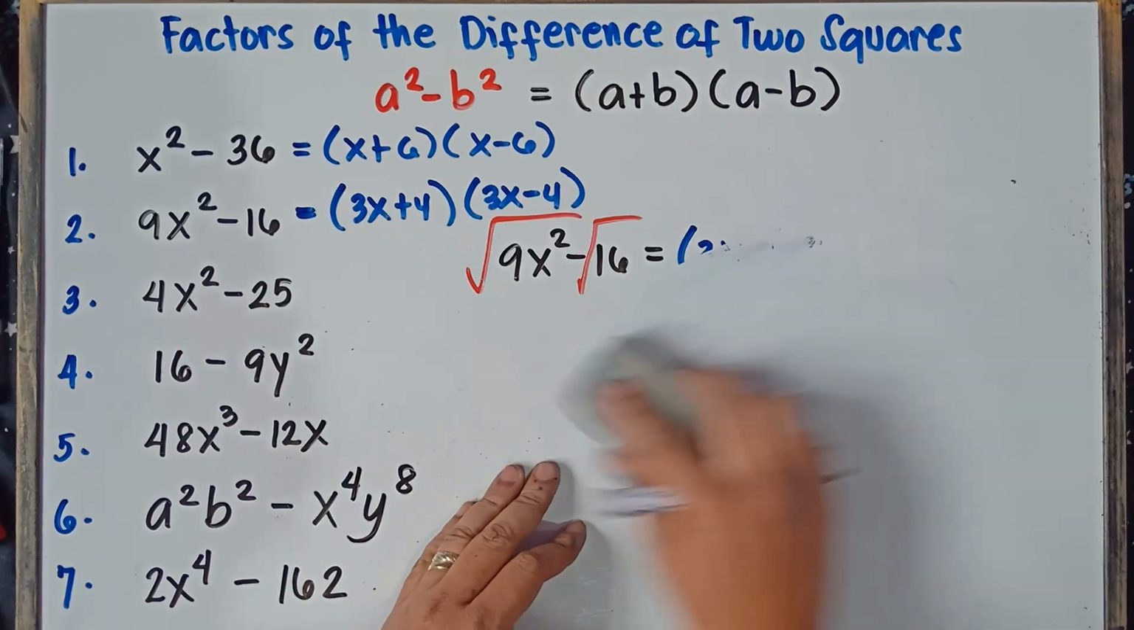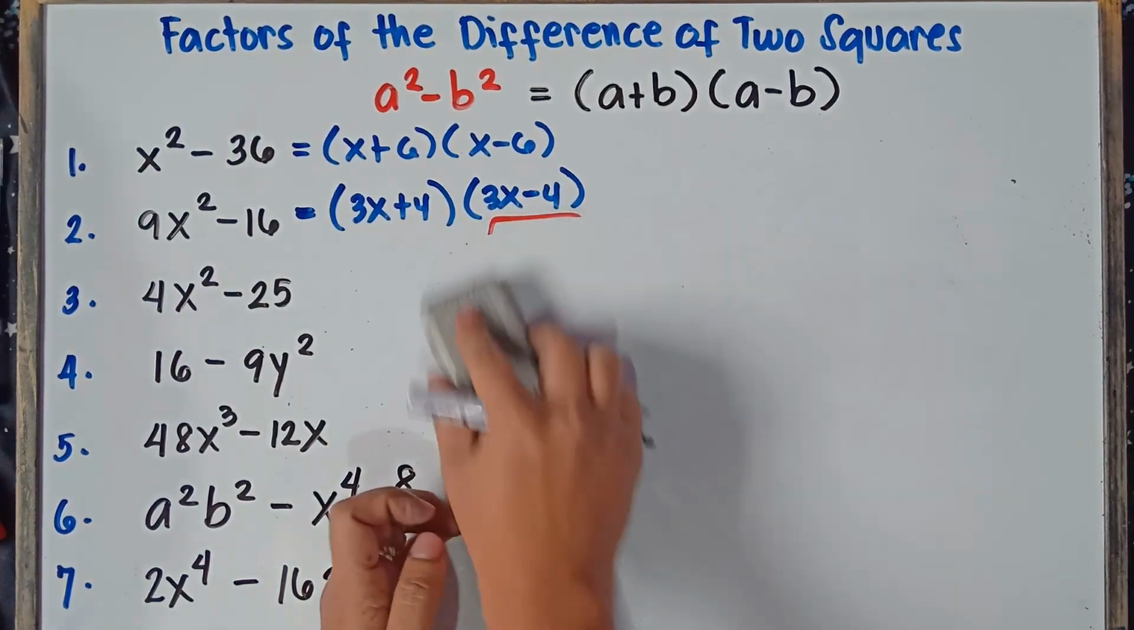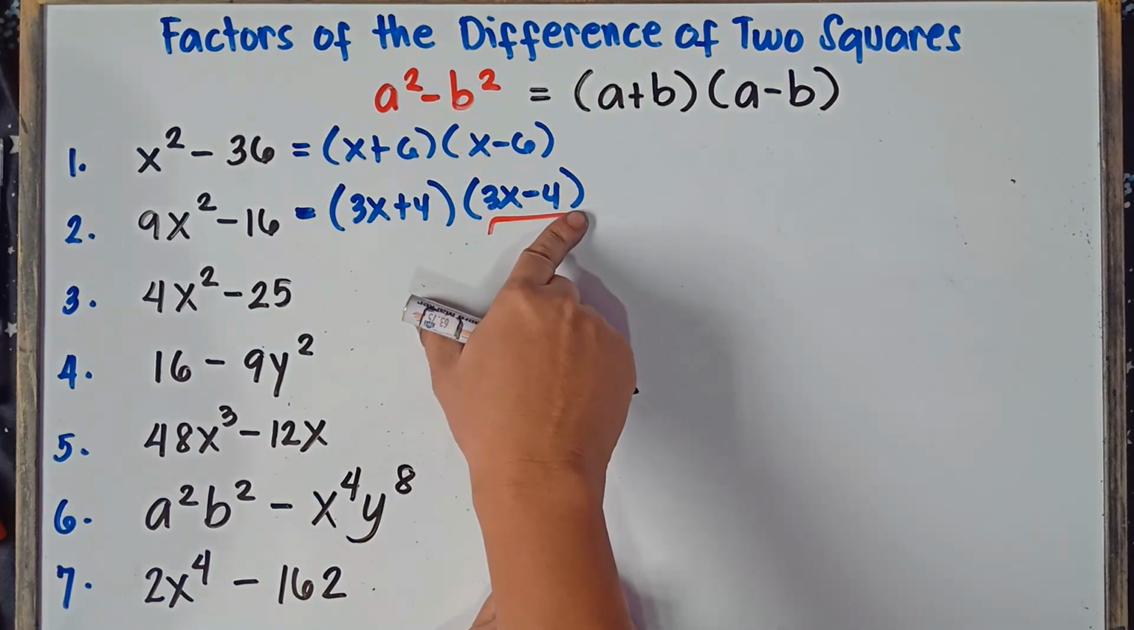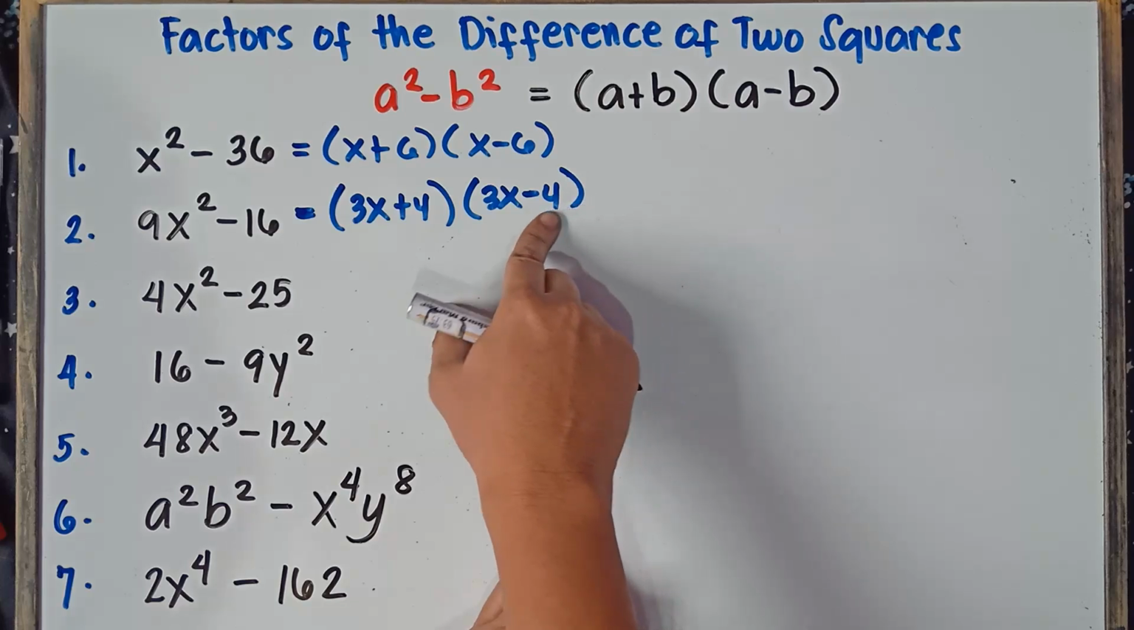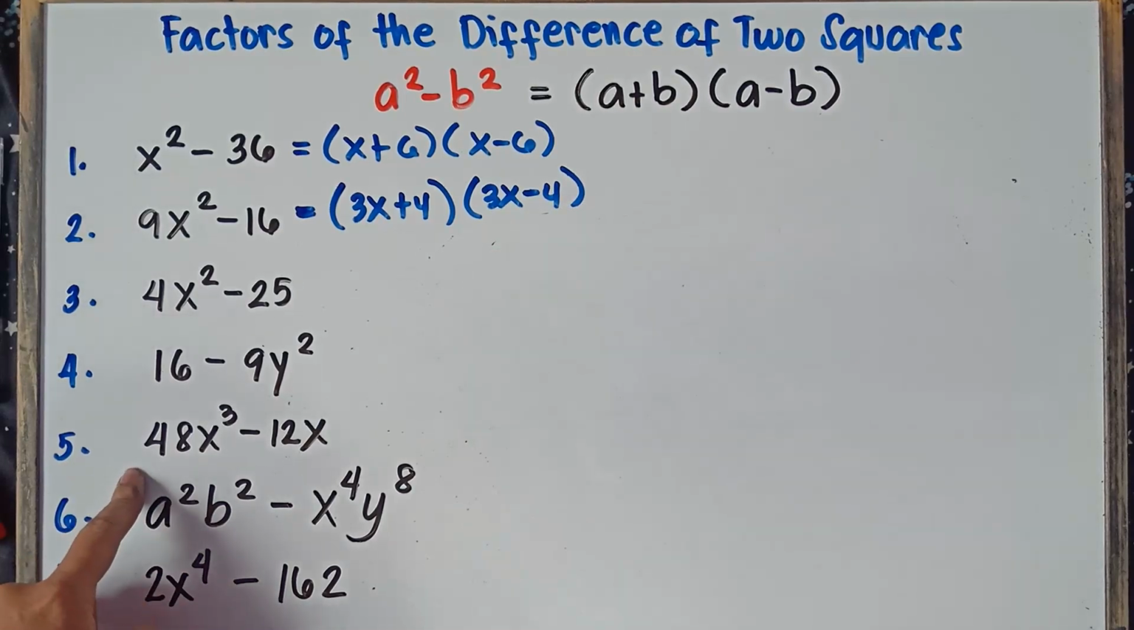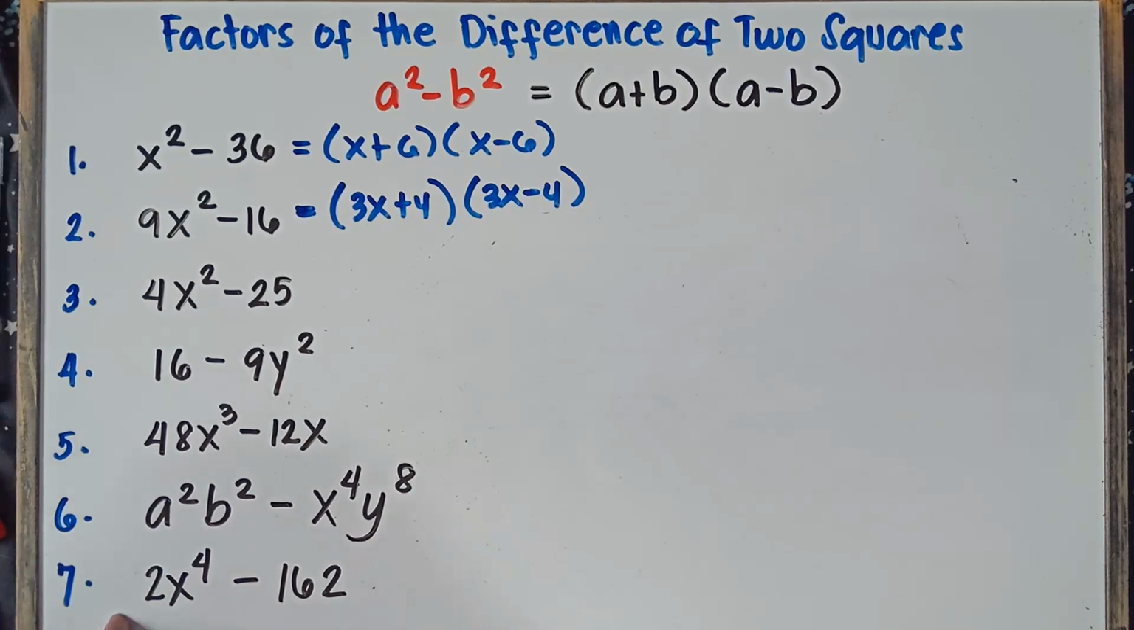Okay? Alright, so let's have example number 3. So once again, class, first step, you always check if the first term is a perfect square and the second term is a perfect square. Because in example number 5 and then example number 7, our given first term is not a perfect square. 48 is not a perfect square. So what will be the thing that we need to do if you have a given example like this? We will explain that later on.